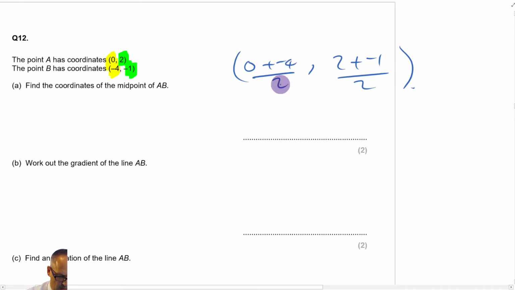That's going to give me minus 4 divided by 2, which is minus 2. That's going to give me 1 divided by 2, which is just a half. Okay, 2 plus minus 1 is 1, divided by 2 is a half.